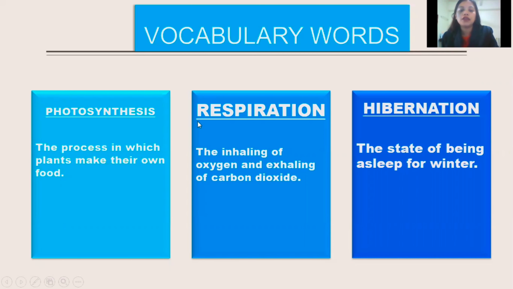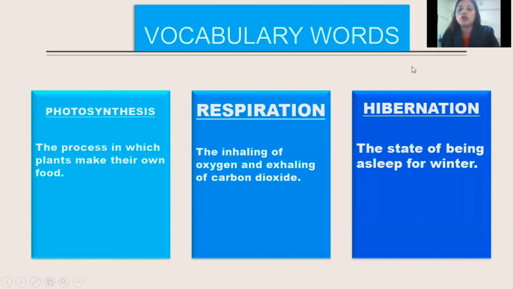Second, we have respiration. The inhaling of oxygen and exhaling of carbon dioxide is what we call respiration. That is what we usually do every day and every minute. We inhale oxygen and we exhale carbon dioxide.